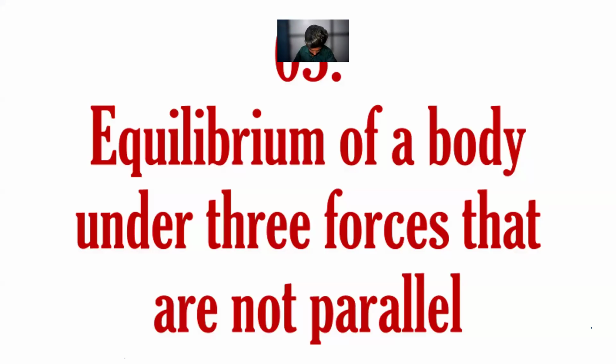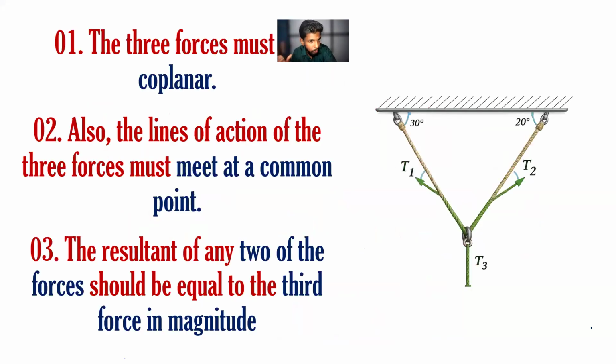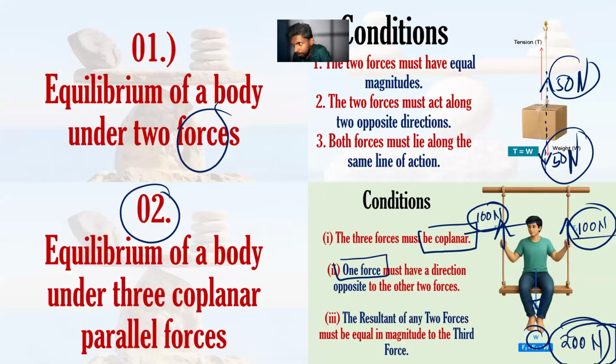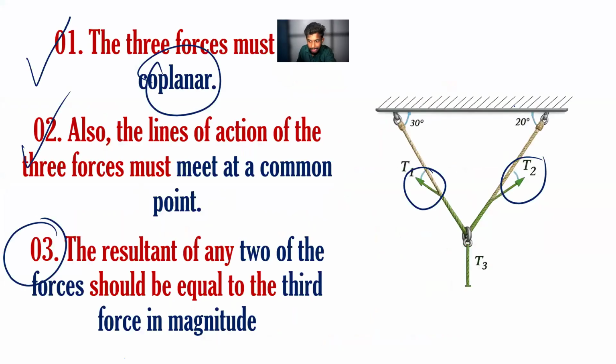And third one. Here, this will be a little bit confusing for you. Just try to get the idea. First one and second one are easy. There will be no confusion. But in the third condition, you may have a small confusion. Don't worry. First condition, all the three forces must be in the same plane. That is called coplanar. Second one, the line of action. Under the two forces, both of them are in the same line of action, right? But here, the lines of action must meet at one point. All these three forces must meet at one common point.